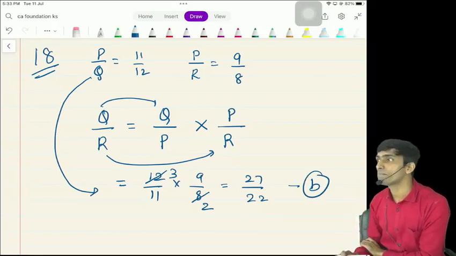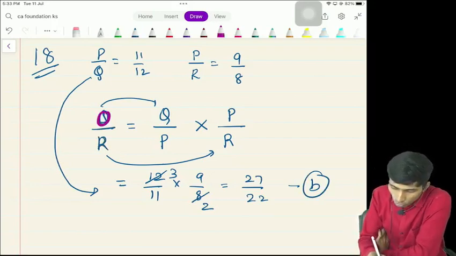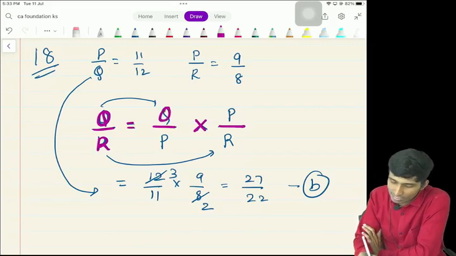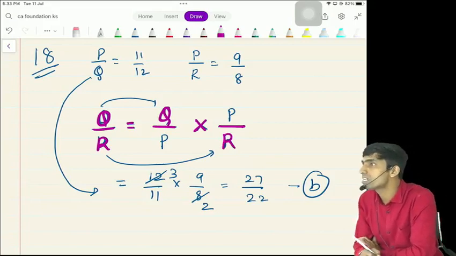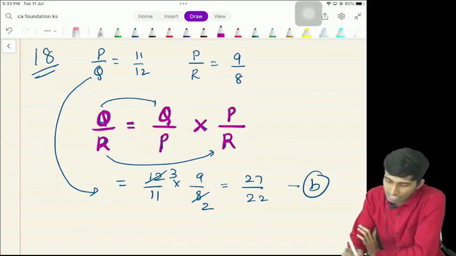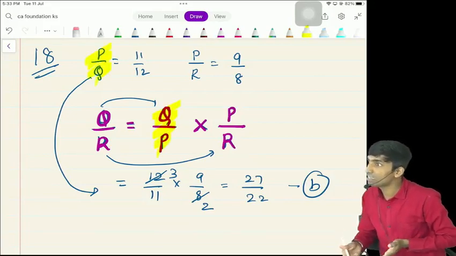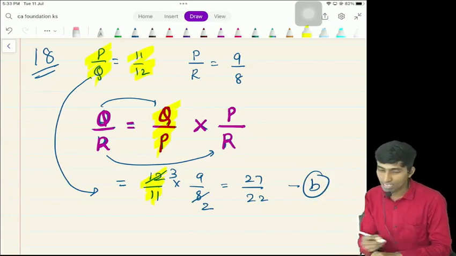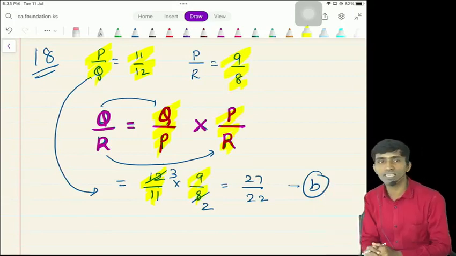Do you want me to explain one more time? The ratio I want is Q by R. So I put equals to dash into dash. What do I want in the numerator? I write Q here. What do I want in the denominator? I write R here. What is common? P by P. Here I want Q by P, but what is given? P by Q. Can I write it? No, I'll have to reciprocal it. So 11 by 12 becomes Q by P, 12 by 11. P by R, is it available? Yes. Copy as it is, 9 by 8. Cancel it. You'll get the answer. Easy. Done. Simple.